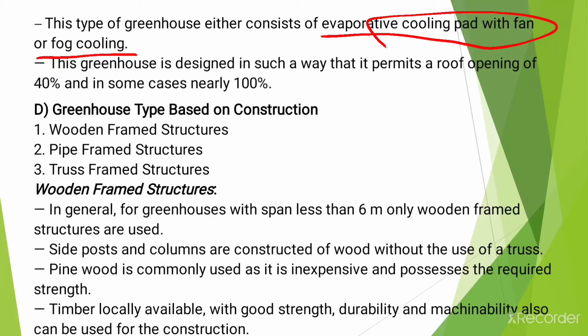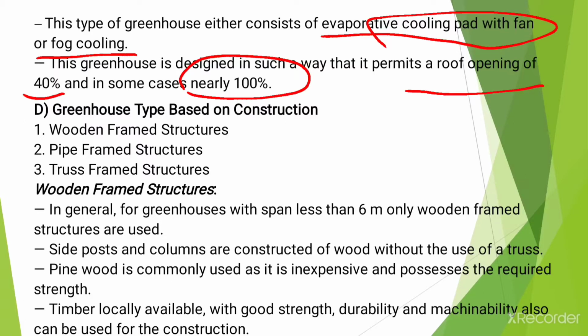This greenhouse is designed in such a way that it permits a roof opening of about 40%, and in some cases nearly 100%. Now the next major class is greenhouse type based on construction. There are three subclasses: wooden framed structures, then pipe framed structures, and the last one, truss framed structures.